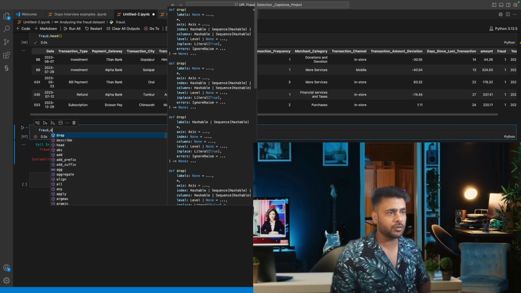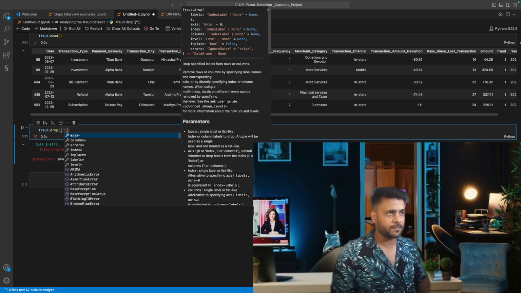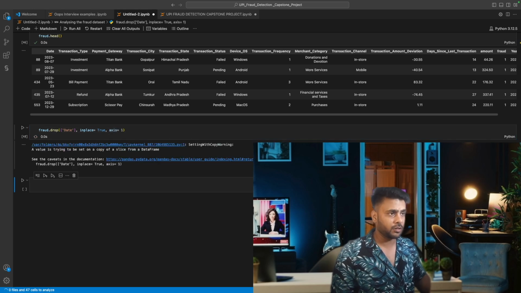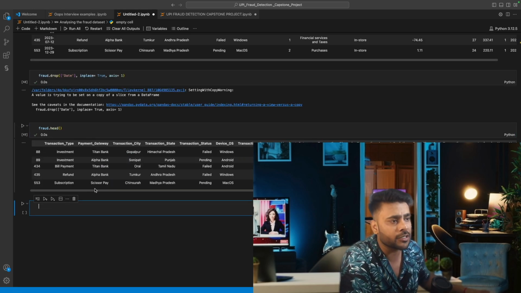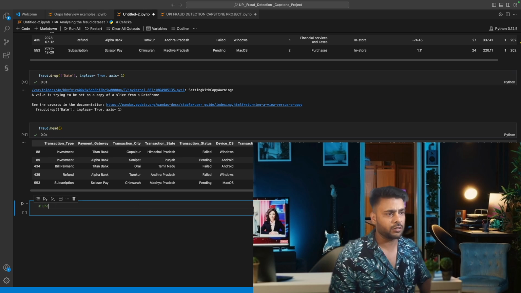So fraud.drop. The column that I want to delete is date, and axis equals 1. Now if you see, this data set does not have the date column, which is fine. And now we want to check the data types, so fraud.dtypes.